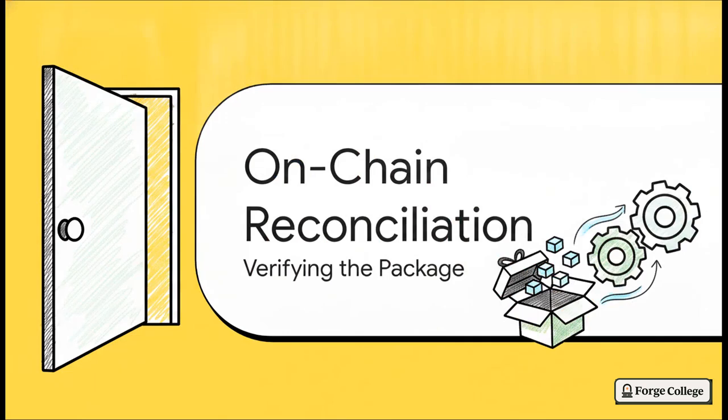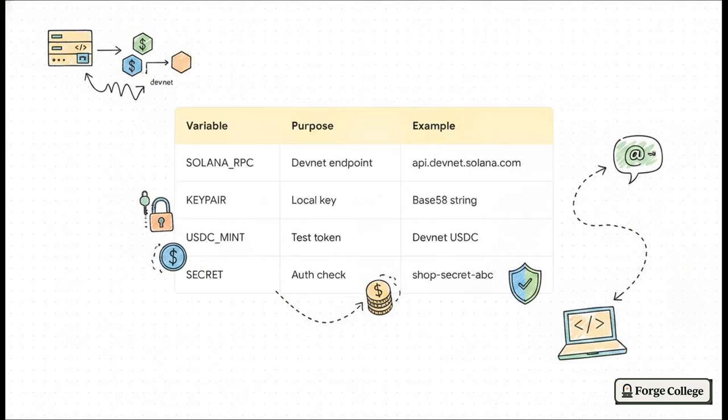Section 5, On-Chain Reconciliation. To build a Node.js integration app that actually performs this verification, you'll need a minimal stack, stuff like Express and the web3.js SDK, plus a few key environment variables. You'll need your devnet RPC endpoint to talk to the network, your local merchant key pair, the specific devnet test USDC mint address, and a webhook secret to validate authenticity.